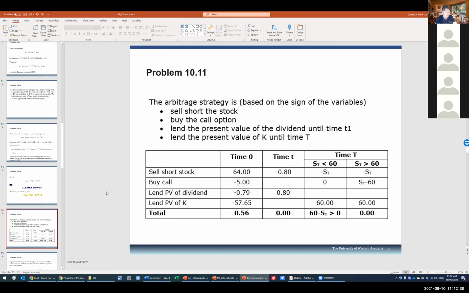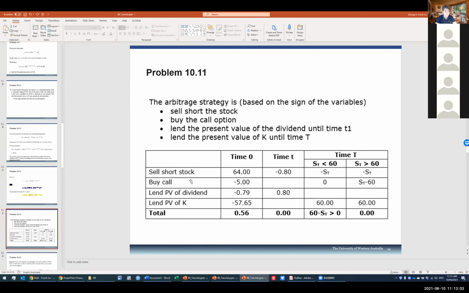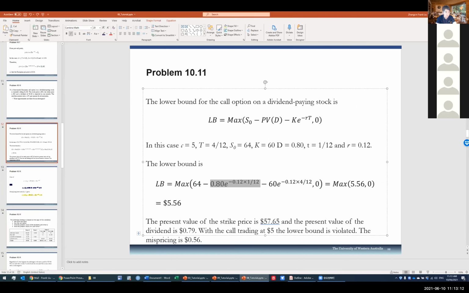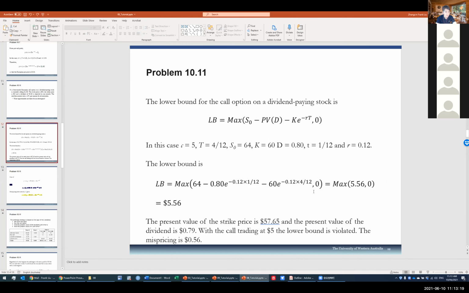But the trick here in this question is that, given this stock is paying dividend, we need to know that there's an extra time point for us to consider. And the time point here is at time T where a dividend is paid, right? So when you're short selling a stock at time zero, you're going to receive the current spot price of the stock, which is 64. Buy the call option, cost you $5. Lend the present value of dividends, which is 0.79, as this term over here. And then lend the present value of strike price, which is 57.65, over here, right?